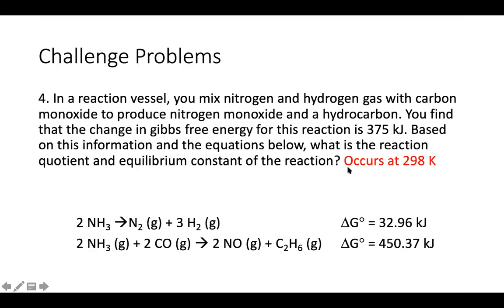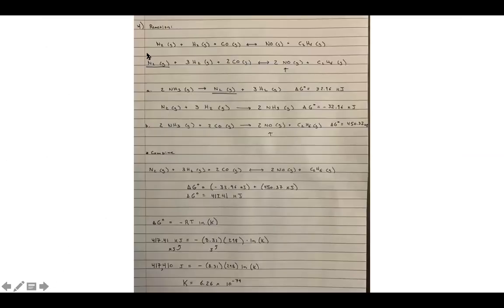Ethane, yes. And when you run this reaction, you find that the change in Gibbs free energy is 375 kilojoules. Based on this, I wanted you to find both the reaction quotient and the equilibrium constant. This is one where you actually need to manipulate the equations down here to match the equation described in the problem.